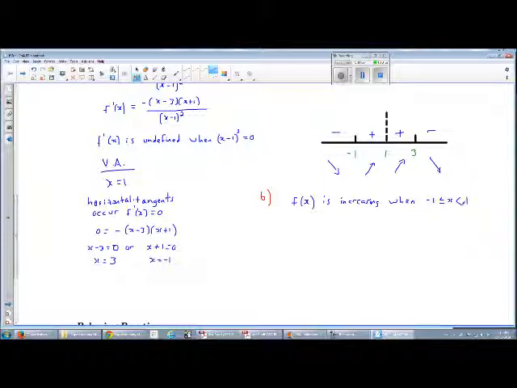And it's also increasing when 1 is less than x, less than or equal to 3. And ditto, decreasing. So the function is decreasing when x is less than or equal to -1 or x is greater than or equal to 3.